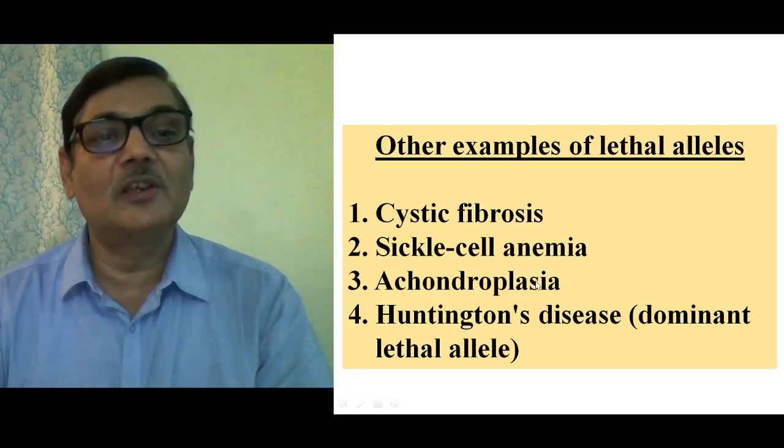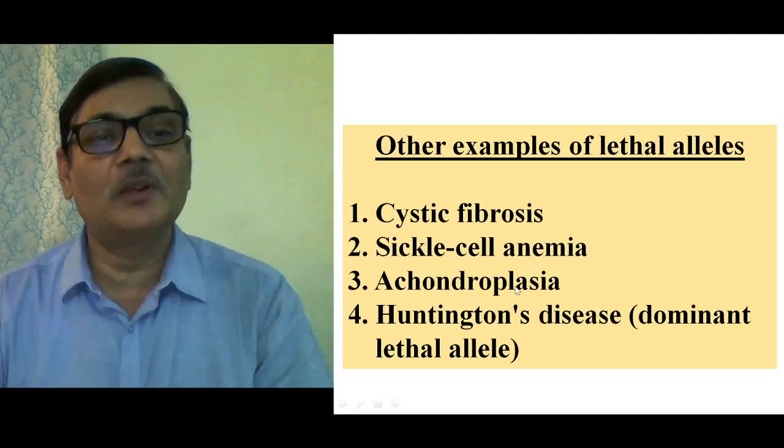Achondroplasia is a disease in which dwarfism takes place. Heterozygotes are dwarf people, but the homozygous allele which causes achondroplasia causes death of the individuals. So homozygous dwarfs are not found in our population. Likewise, Huntington's disease is a dominant lethal allele. So these are some of the examples of lethal alleles in human beings.